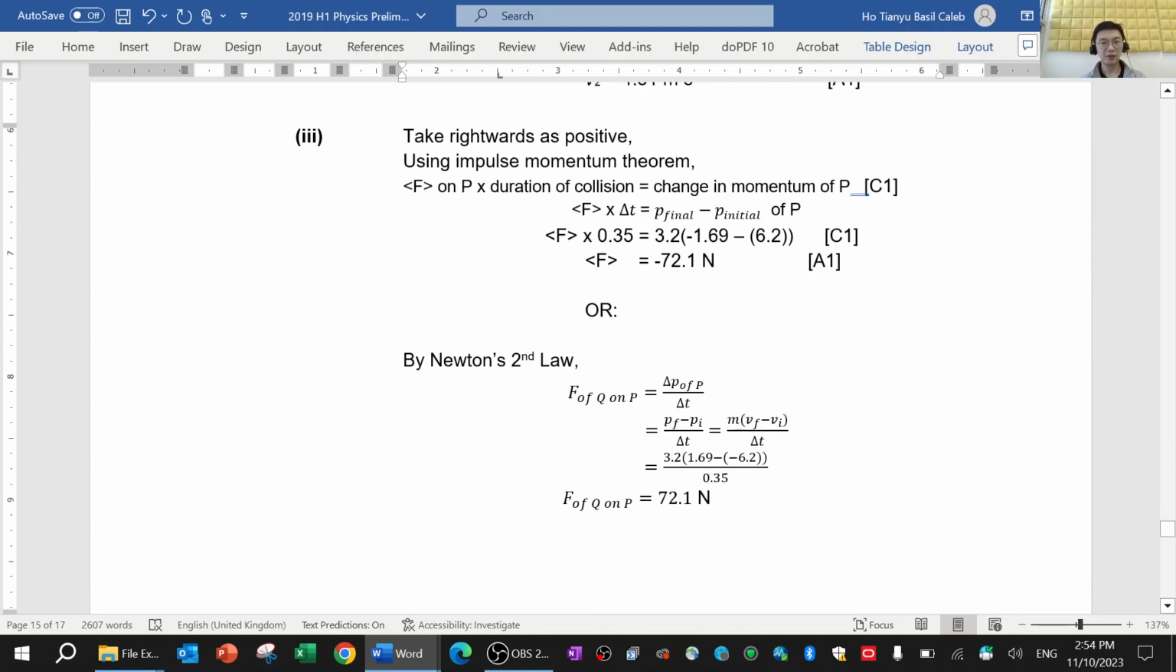Using Newton's second law, which is the one I prefer because you're trying to find the force, just use Newton's second law: the rate of change of momentum of P, delta P over delta T. Same thing, the problem is I defined it the other way at first, so let me change. Final velocity is to the left, so therefore it is minus 1.69. Initial velocity is to the right, so you must minus a positive value of 6.2. That's why you should get a negative value of 7.21 newtons. Okay, let me save that.